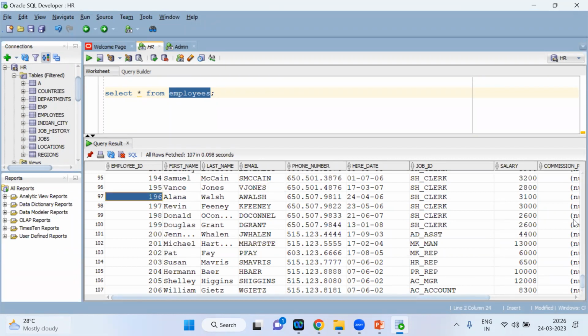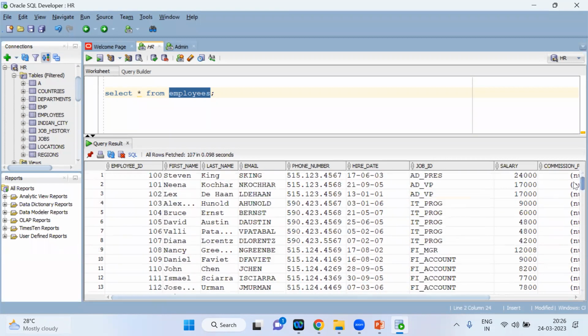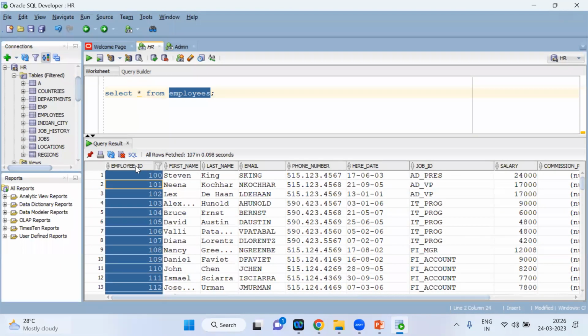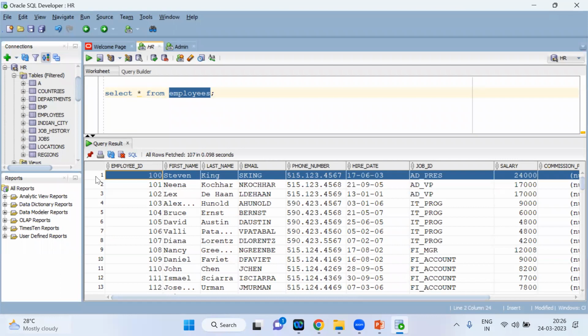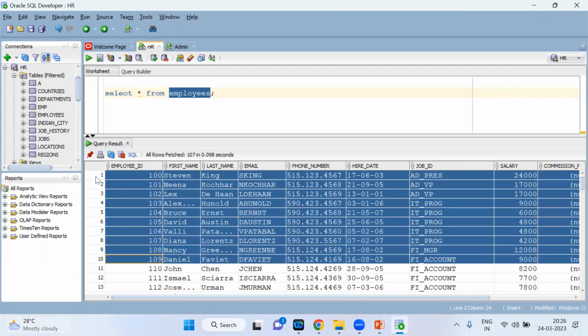Employee ID is very important. Each and every employee has a unique employee ID. Now you see this vertical one: employee ID, first name, last name, email, phone number. These are all called columns. And what are these rows? This going down, like 1, 2, 3, 4. The horizontal one is called rows.